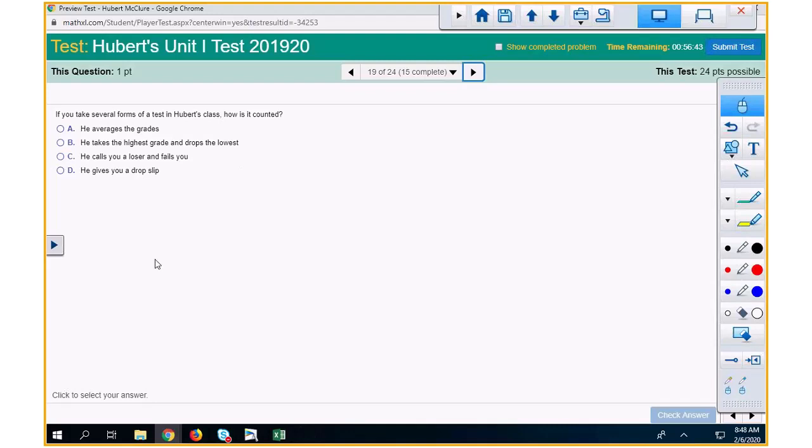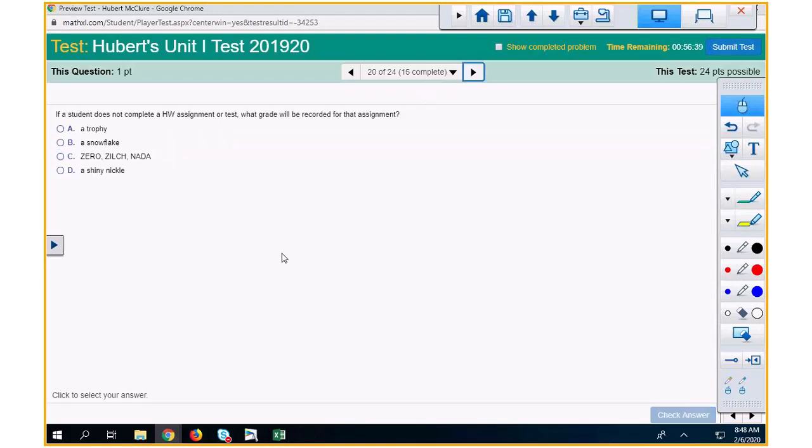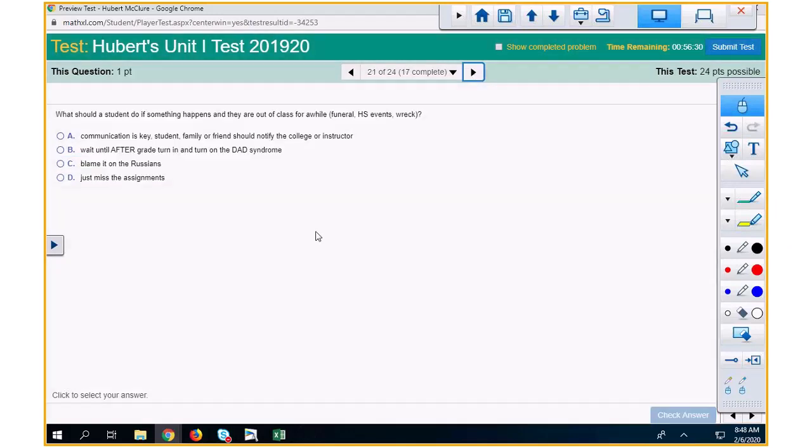I personally like Charlie, but it's Bravo. If a student does not complete a homework assignment or test, what grade will be recorded for that assignment? Oh, I had no idea. It's not supposed to clump them up like this. It's supposed to put math questions in between them.